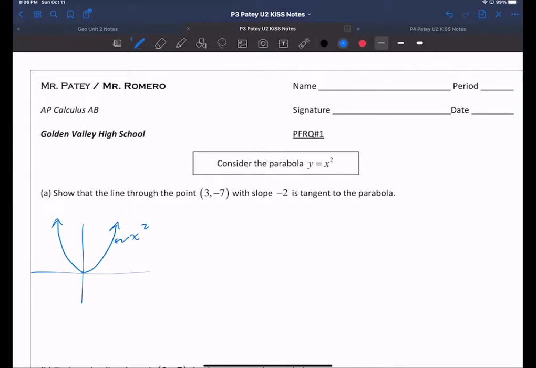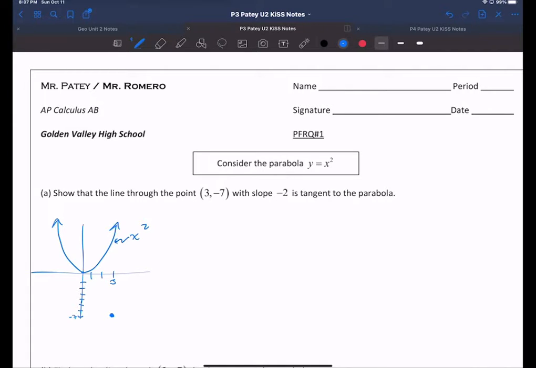Okay, that's that line right there. And then we have this point, 3, then 1, 2, 3, 4, 5, 6, 7 down to -7. We have this point (3, -7). And it says that there's a line that is tangent to the curve that goes through that.